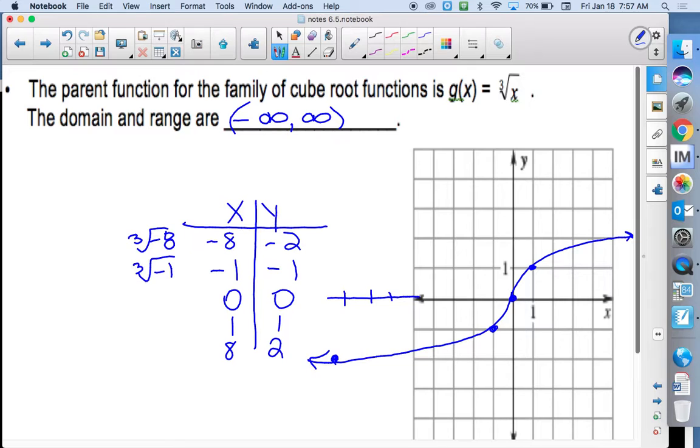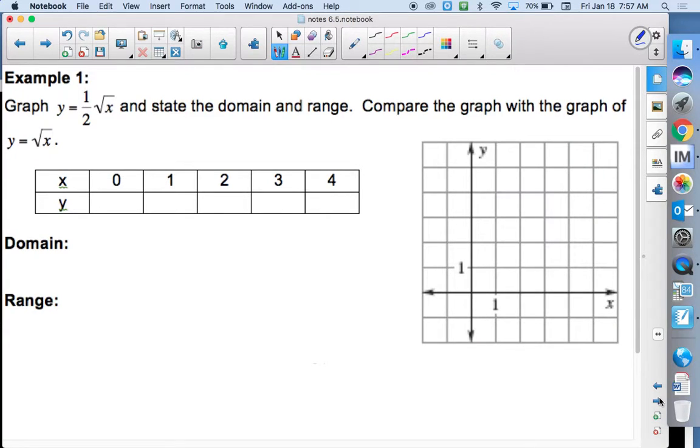So the first graph that we're going to look at, we're going to throw 1/2 in front of it, and then it says compare the graph with the graph of y equals the square root of x. So we have some points here. I'm going to actually cross off the 2 and the 3 so that we can try and not use the calculator. That's my goal, to not use the calculator. I know it's so sad for you.